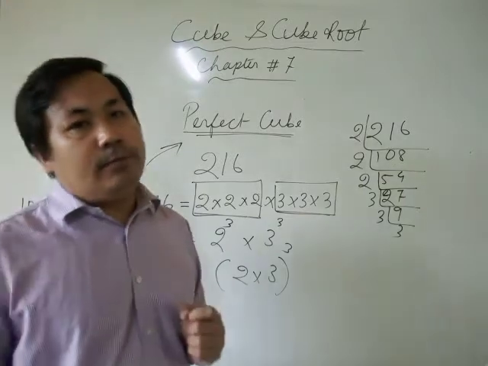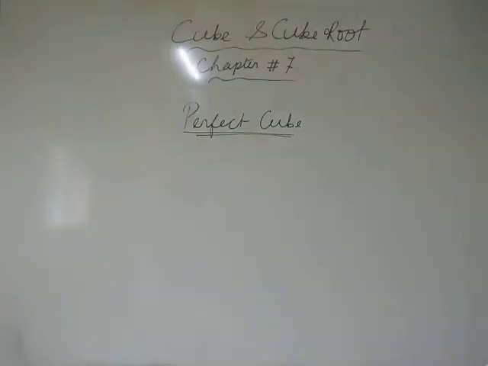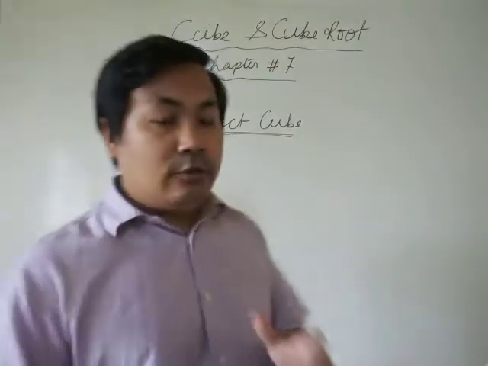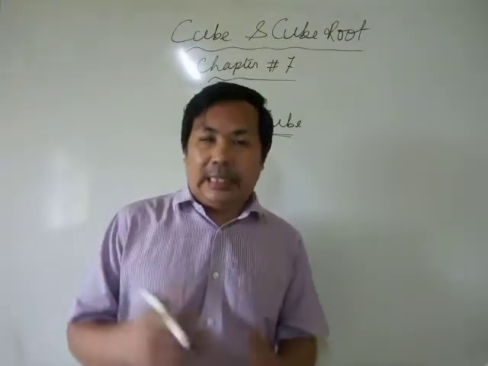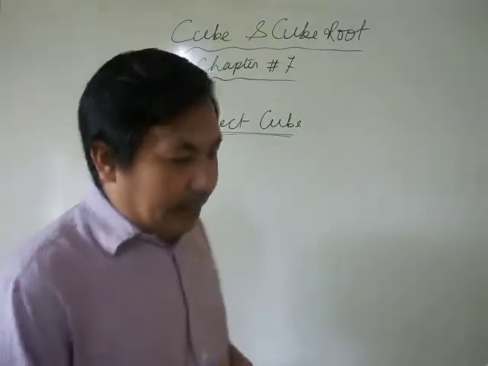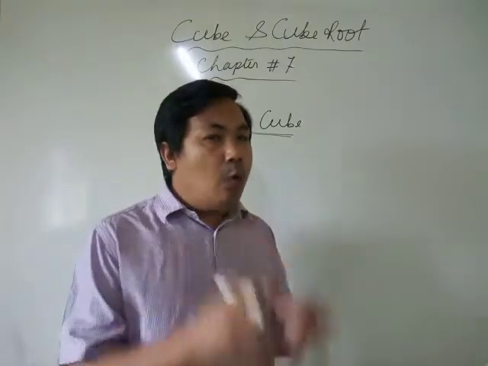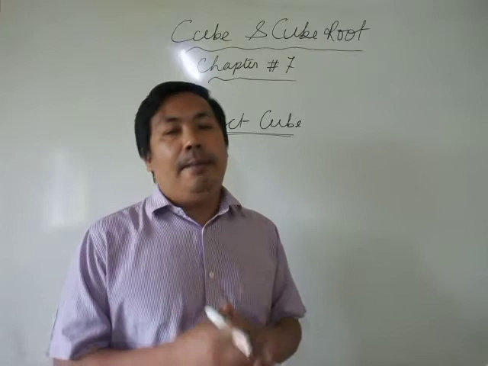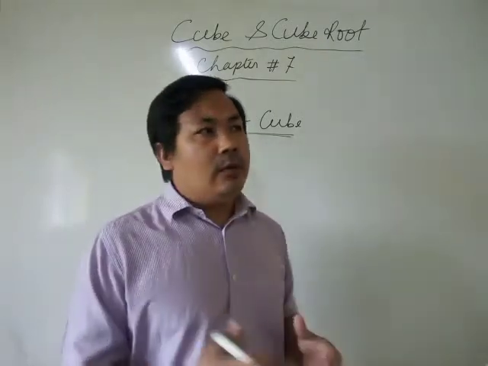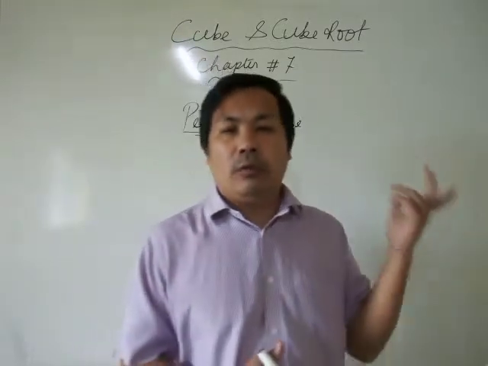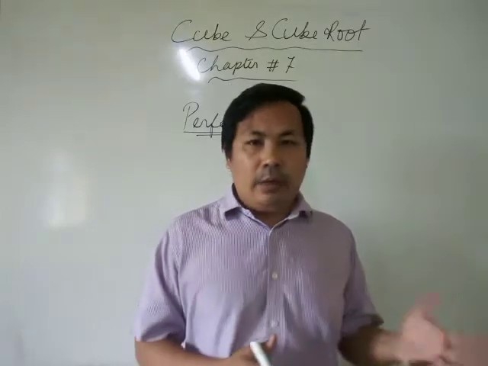So let's go to the next topic. My dear students, the next topic is the same topic, perfect cube, but here what we are going to discuss is: suppose a number is given, and that number is not a perfect cube, how can we make it a perfect cube? By multiplying a number to it. It is somewhat the same way that we did in square roots, how to make a perfect square of a given number when it is not a perfect square.